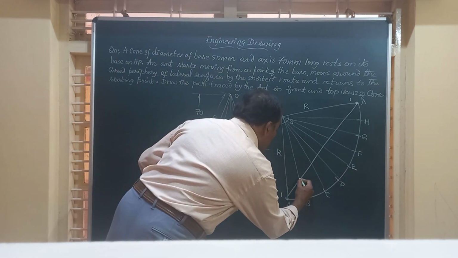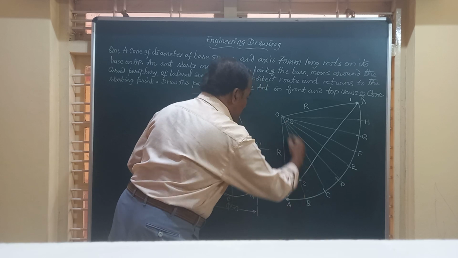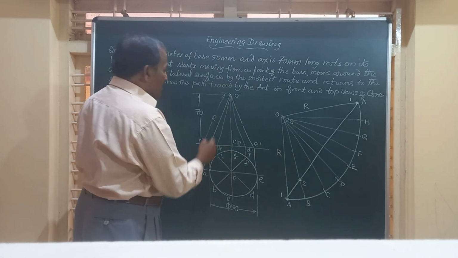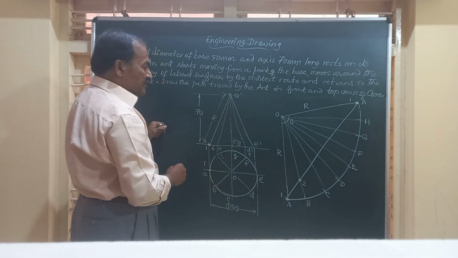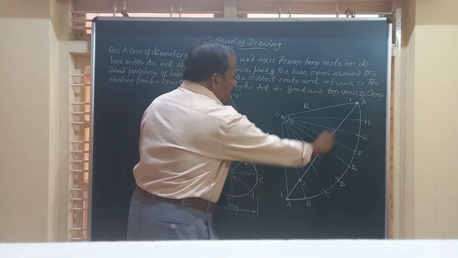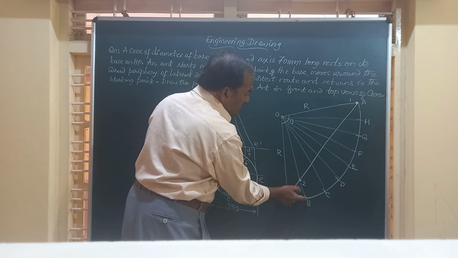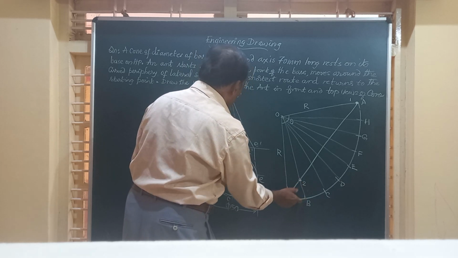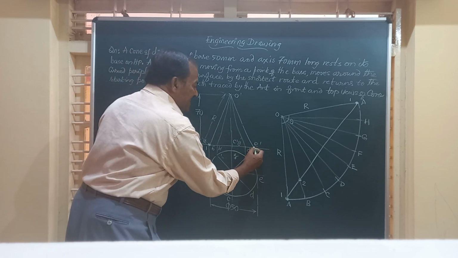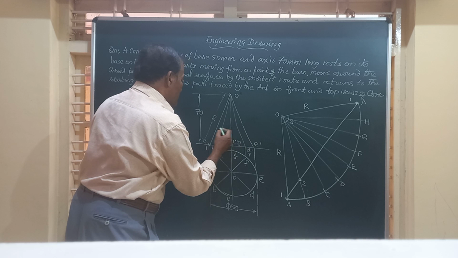Next, friends, we have got this point 2 on OB. 2 is on OB. OB is here. But friends, this OB is not true length. But this is the development drawn to true side. So we will mark this distance B2 on one of the end generators, which is true length. You can just mark here or here, no problem.